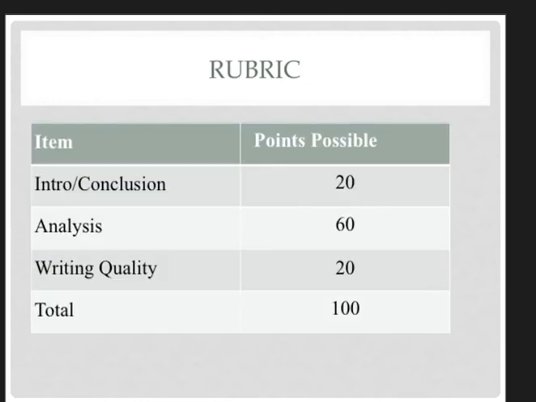So again, the rubric is going to be worth 100 points altogether. Your intro and conclusion is going to be worth 20 points. Your analysis is going to be worth 60 points. So that's going to be where the bulk is. All right? And the writing quality is going to be worth 20 points, but that will affect everything else. So make sure you have good writing quality. Again, Times New Roman 12-point font.